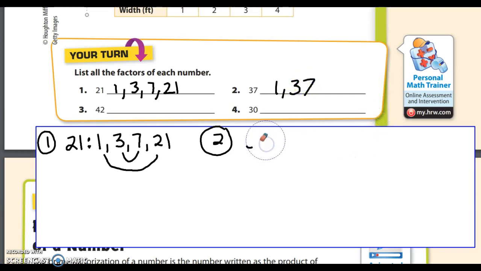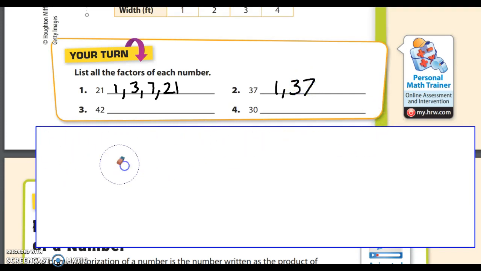Do you know what this kind of number is? It is a prime number. I'm going to write that off to the side because I want to review with you what prime numbers mean. Prime numbers are the numbers that only have 2 factors, 1 and itself. 37 is a prime number.